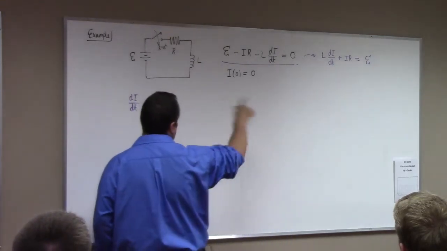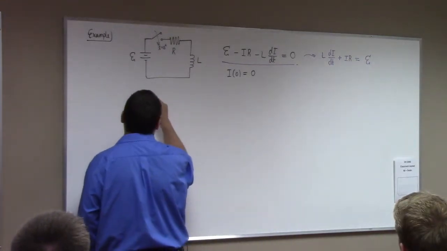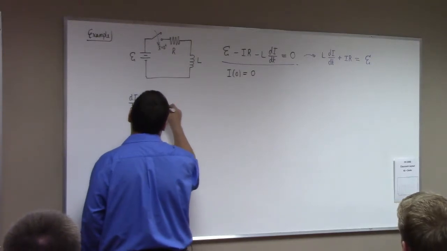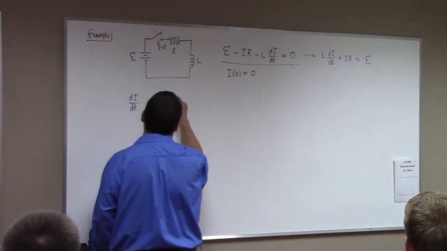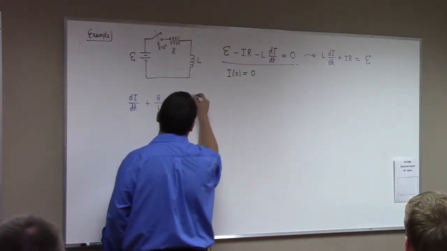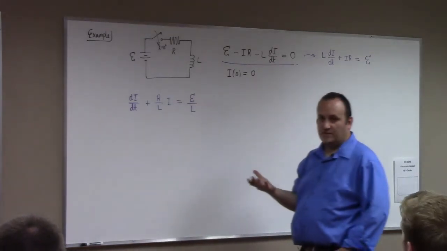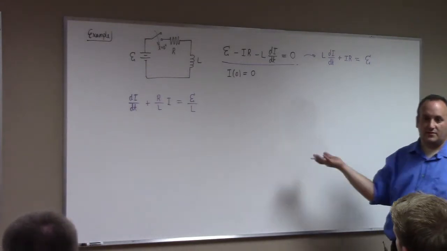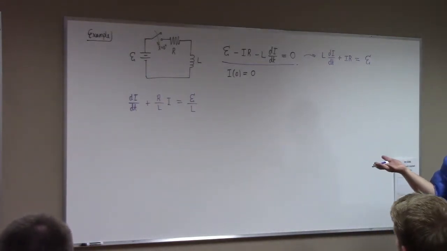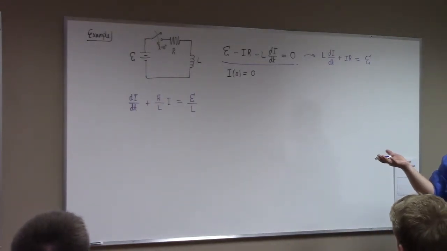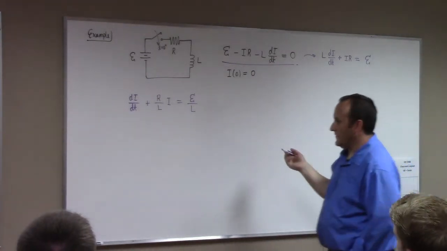And then I can divide by L. So I get di/dt plus R over L times I is equal to E over L. The reason I did that was to put this into what? Standard form. Now we have a linear differential equation in standard form, and we know how to solve this by the integrating factor method, right? So what's the integrating factor?